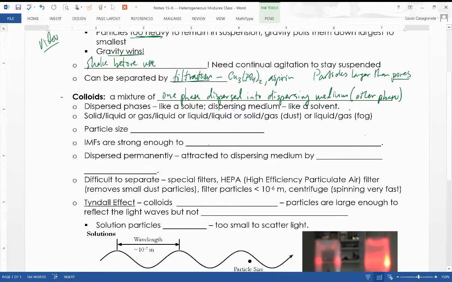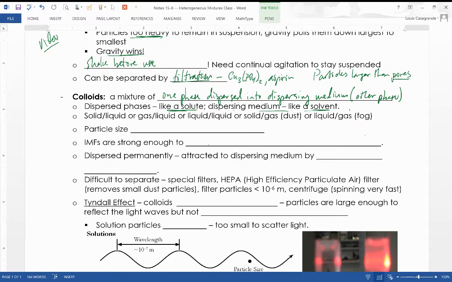In this, the dispersed phase, you can think of it like a solute, where the dispersed phase would be what's inside, what's been acted on, and the dispersing phase, the dispersing medium, you can think of like a solvent. And often the dispersing medium is something like water, where you disperse a solid or something else through water.